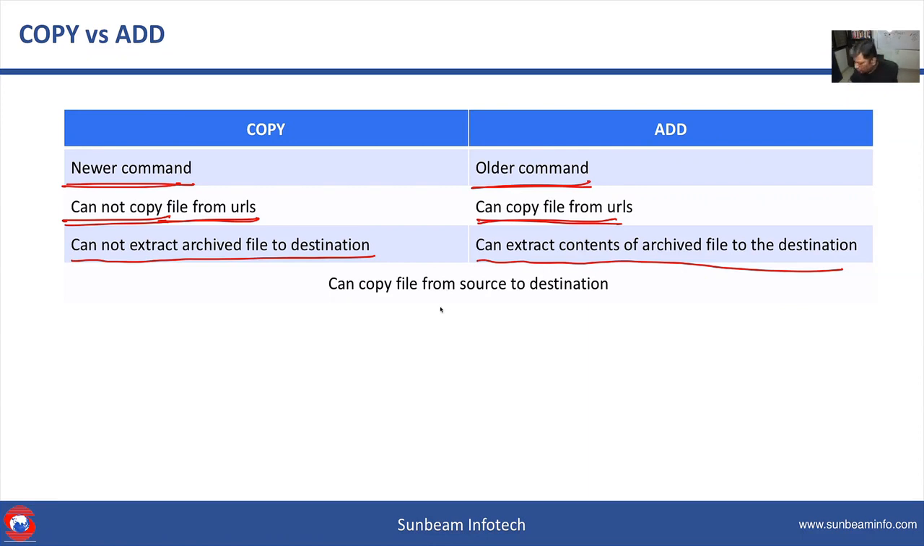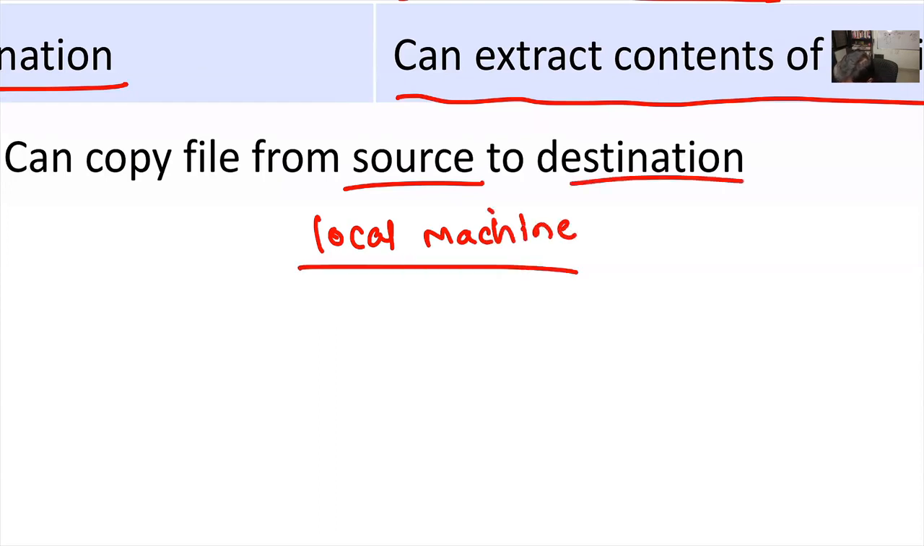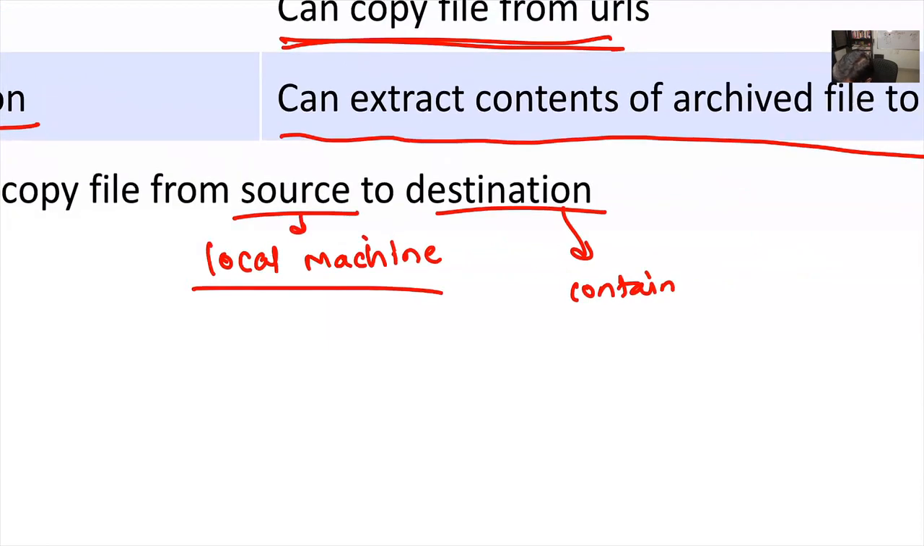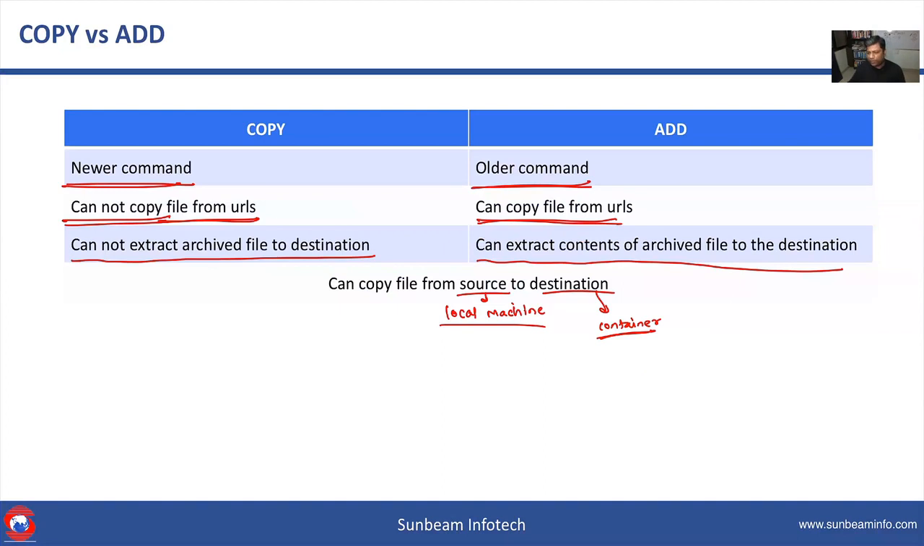And when I say source in this case, it is nothing but the local machine. So this is going to be a local machine. So remember, this is the local machine and destination is always going to be the container. So this is going to be the container. So the common factor between both of them is that both are used for copying the resources from source to destination, where the source is the local machine and the destination is always the container machine.